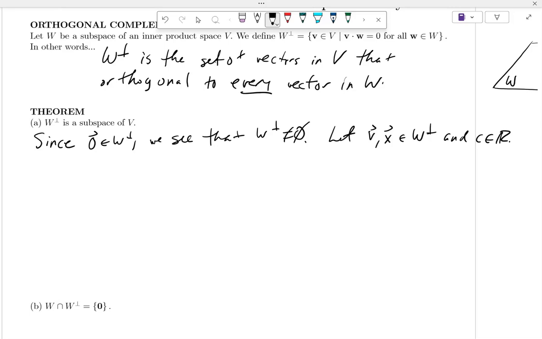Since V and X are in W perp, what do we know? What's the defining characteristic for being in W perp? They're orthogonal to everything in W, right? And so that's our condition here. When I take the dot product of V with W, I'll get 0. If I take the dot product of X with W, I'll get 0. So we know that V dot W is 0, which is the same thing as X dot W, for all W in W.